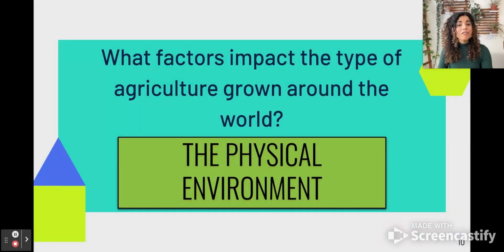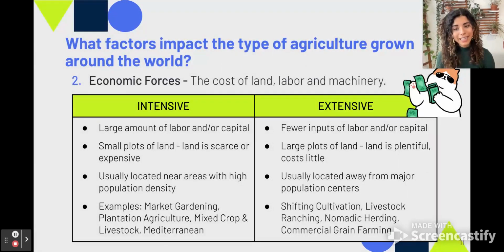So what factors impact the type of agriculture grown around the world? The physical environment, right? That's one of the big answers. The second one is economic forces. So in addition to some of these environmental factors, we also see things like the cost of land, the cost of labor, the cost of machinery. And those look different between intensive and extensive farming.